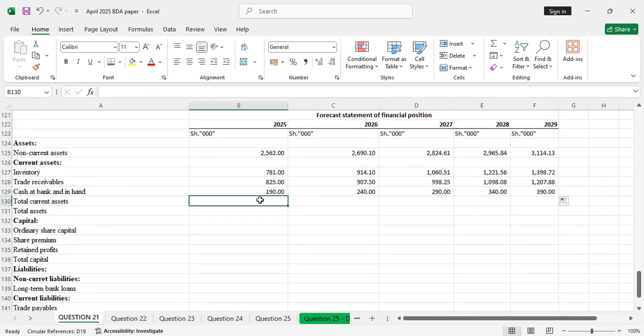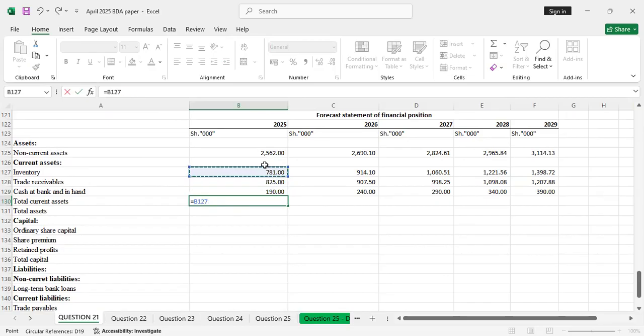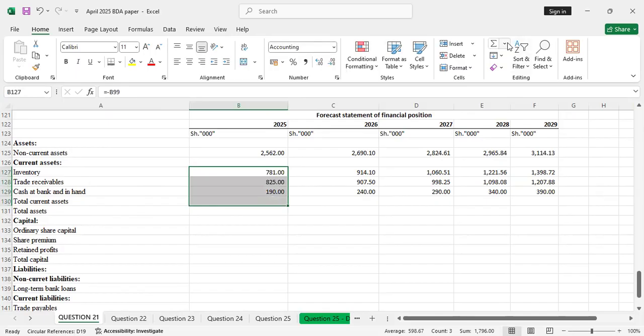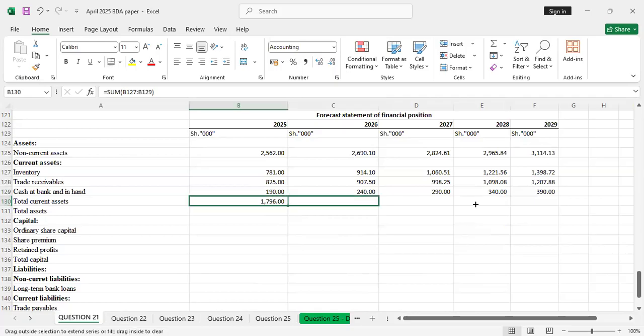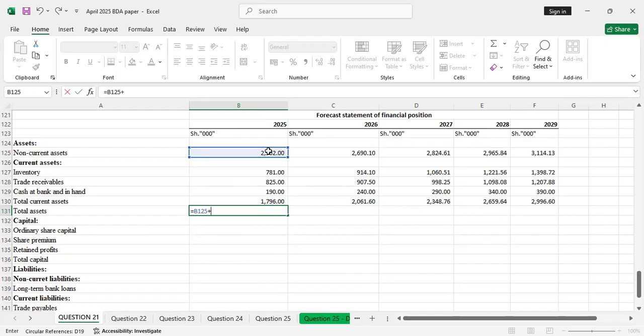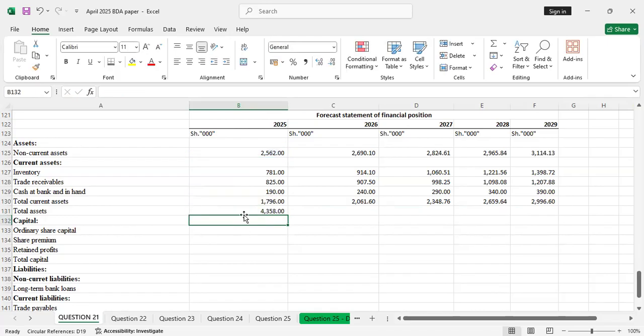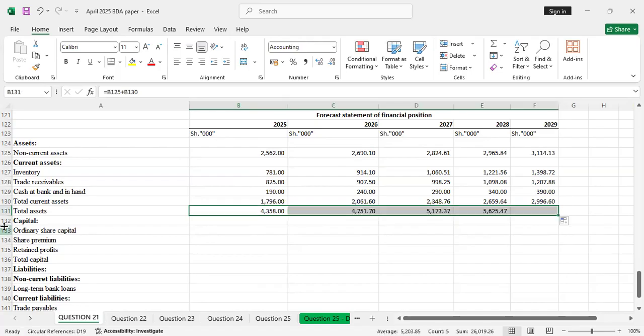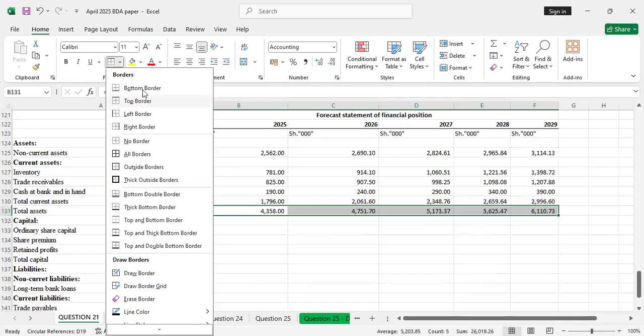So what will be my total current assets? My total current assets start from inventory. Sorry, I was not even supposed to say equals. Let me just sum all this up to there. You get that, then you drag. You can create borders, and even if you don't create borders, there's not a problem. So my total assets now will be the total non-current assets plus the total current assets. I'll highlight that and you drag. Then you create the top border and you create the bottom border.